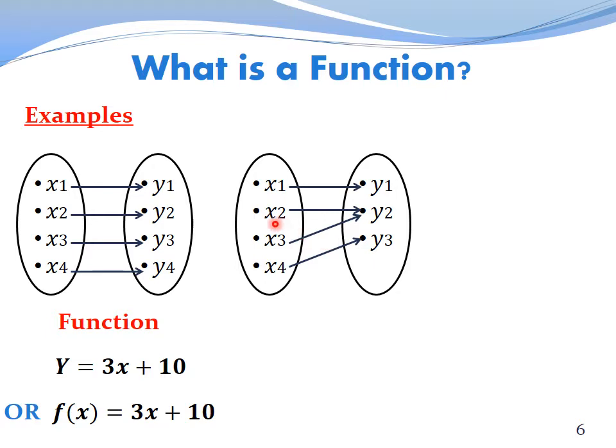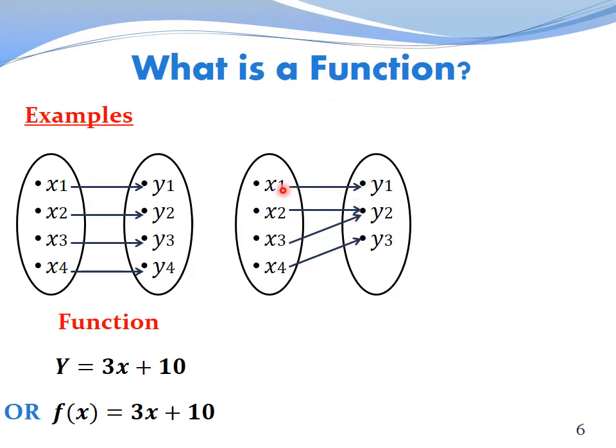Why? Because still x2 corresponds to only one output, which is y2, and x3 corresponds to only one output, which is y2, but they are the same. Both x2 and x3 correspond to the same output. This is not the problem. This is not violating the condition of a function. The condition says each element here corresponds to only one element here, but it doesn't have to be different. So I specifically use this example to show you that maybe two different input values correspond to the same output value, but still this is a function.